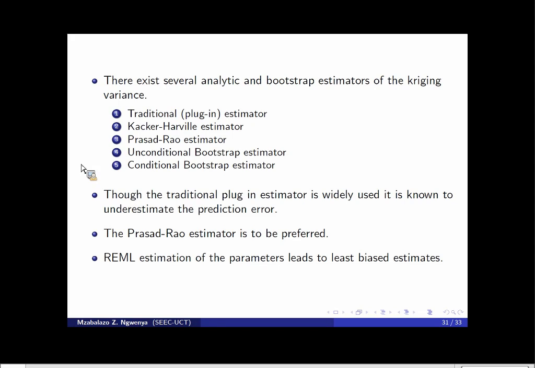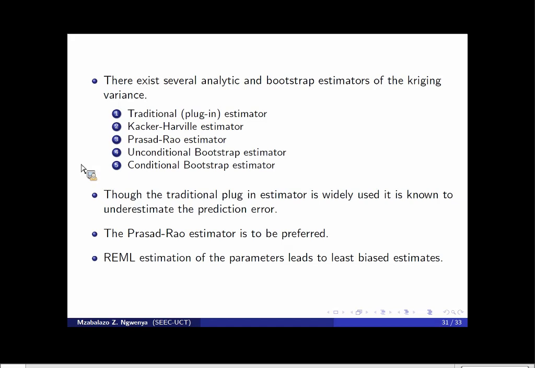What happens with the closed form expression is that you take your estimated covariance parameters, substitute them into the expression, then calculate your kriging variance. This happens in many situations where we have a closed form expression: take the estimated parameters and use them as if they were the true parameters. Obviously, by doing that, we are introducing an added source of bias, because the estimated parameters are not your true parameters. So this leads to our traditional plugin estimator underestimating the true prediction error.